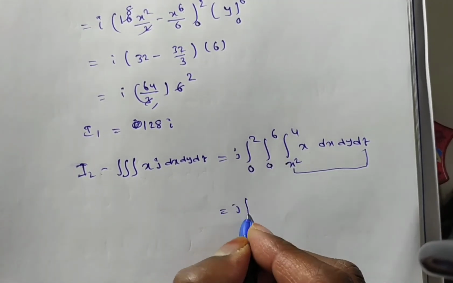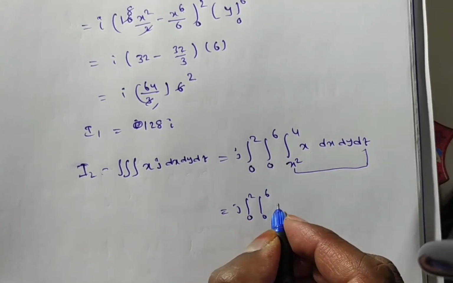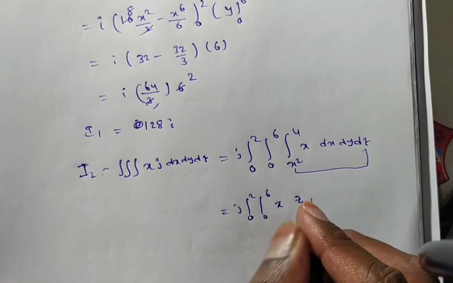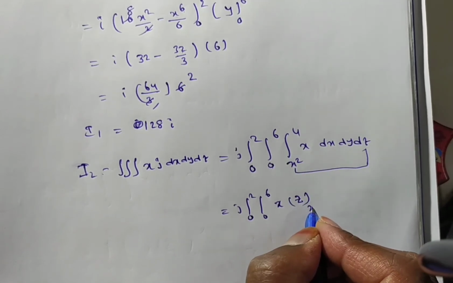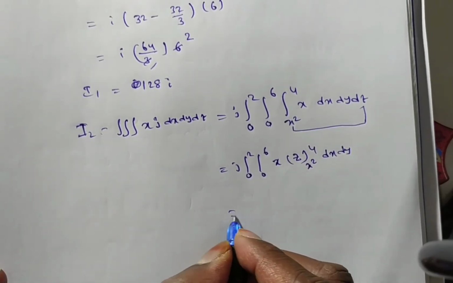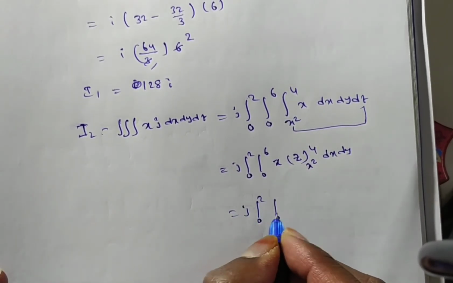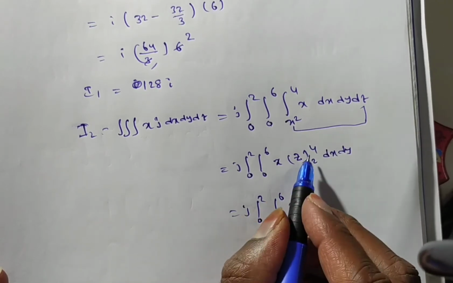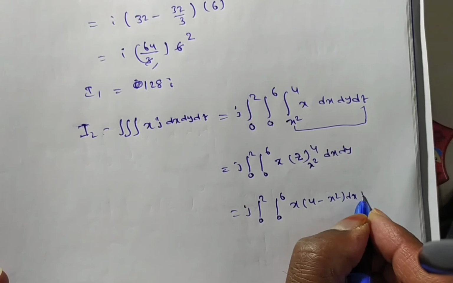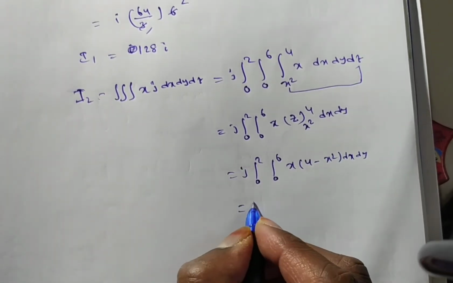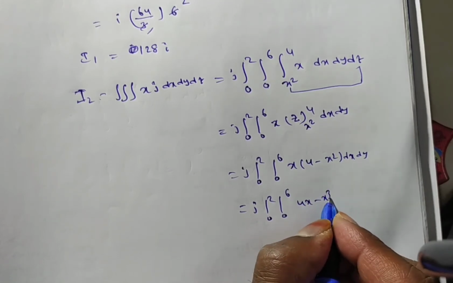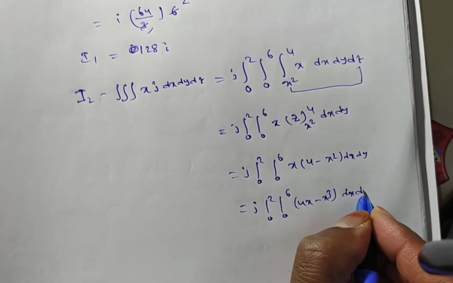Now in this case, j into integral 0 to 2, integral 0 to 6, x is x only, so integration with respect to z, you have x times 1, so z only you will have, that is x into z from x squared to 4, into dx dy is the remaining terms. Now j times integral 0 to 2, integral 0 to 6, x into, if you substitute the upper limit then you will have 4 and the lower limit is x squared, into dx dy. Now you multiply x inside, then you will have integral 0 to 2, integral 0 to 6, this is 4x minus x cube into dx dy.